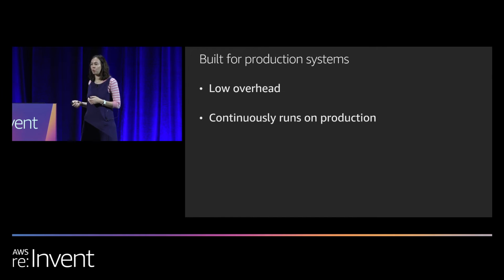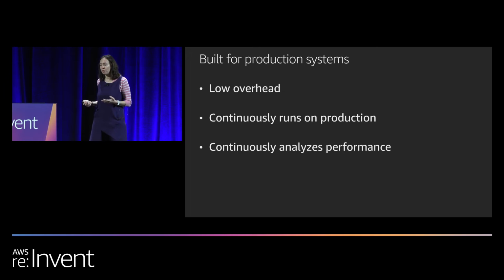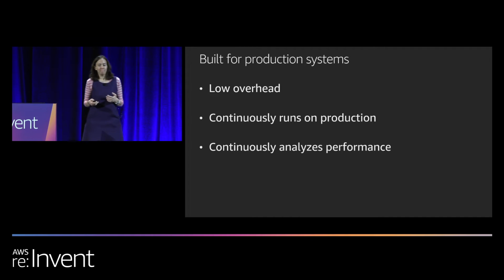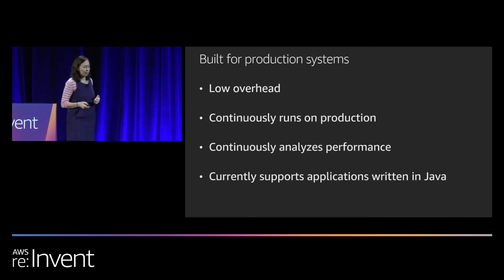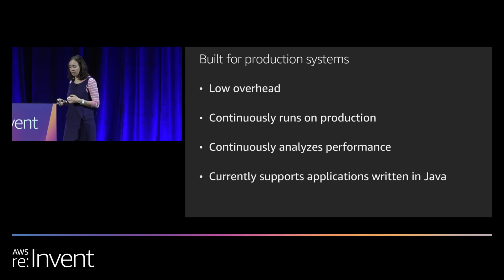It continuously runs on production and continuously analyzes the performance of your application. It's always there when you need it. When you're reacting to or troubleshooting an application performance issue, or when you're proactively working to improve the CPU utilization and latency of an application, it is always there. Think of it as an insurance policy, there when you need it. Currently, CodeGuru Profiler supports applications written in Java.